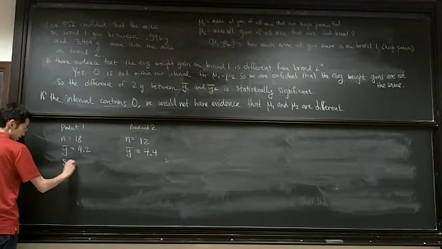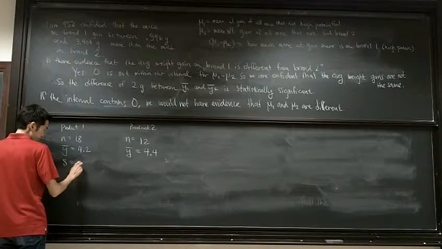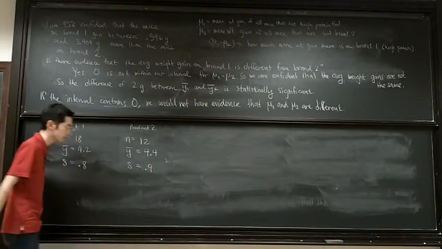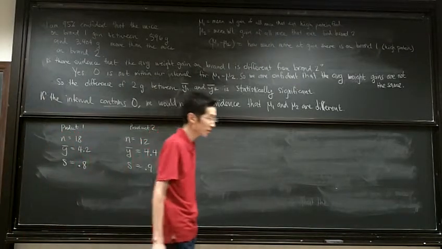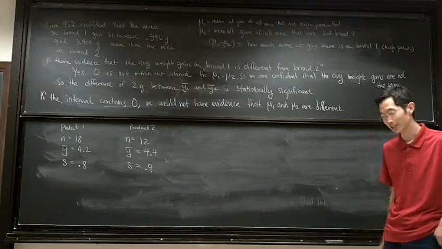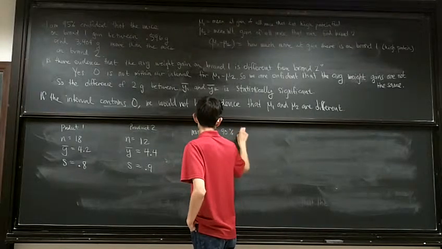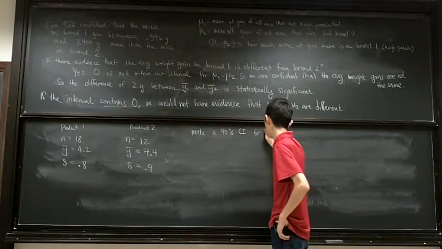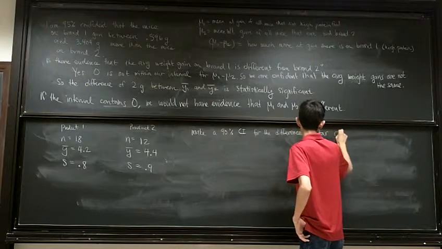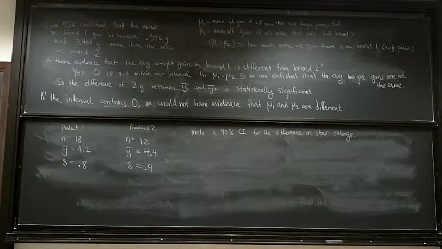Okay, and you take the standard deviation of these ratings, and you get 0.8. Example, but go ahead and make a 90% confidence interval for the difference in star ratings. So you will do all this work, and then I will probably say your conclusions.